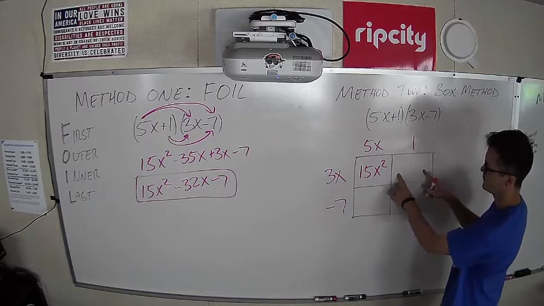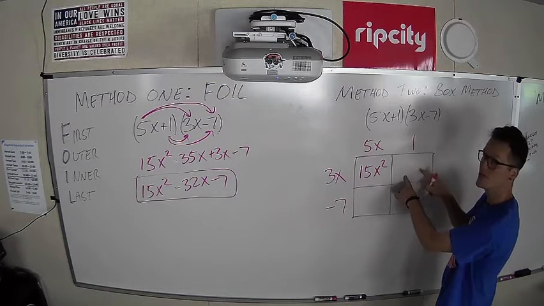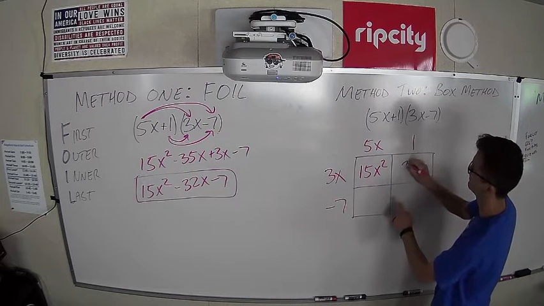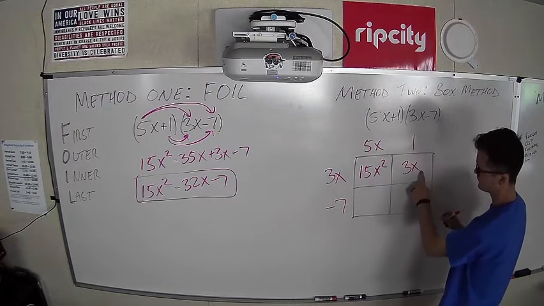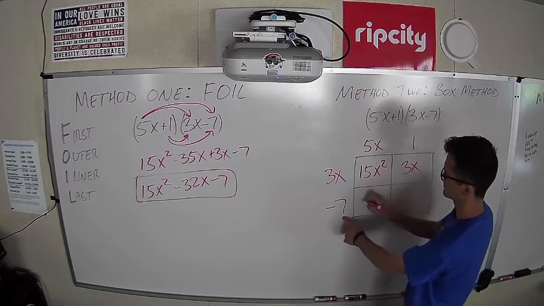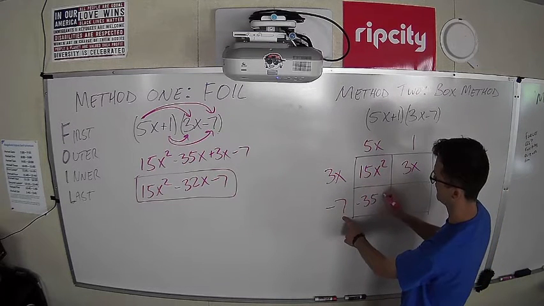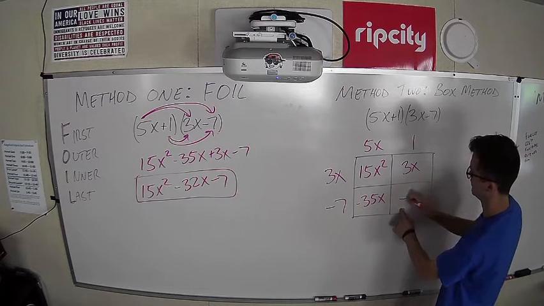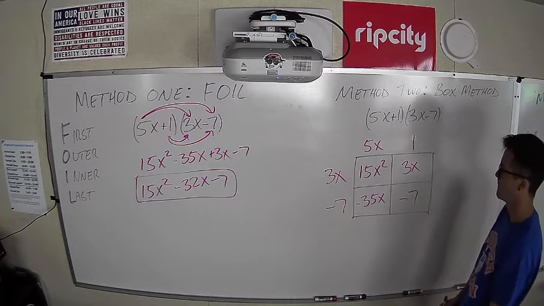Moving to the right, 3x still gets to use this box, but now it's going to share the box with the 1. So 3x times 1 is 3x. Let's move to the bottom row. Negative 7 times 5x, well, that's negative 35x. And then negative 7 times the 1, we get negative 7.